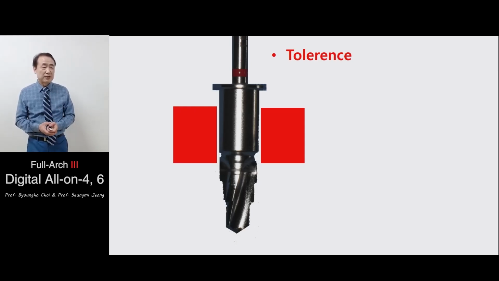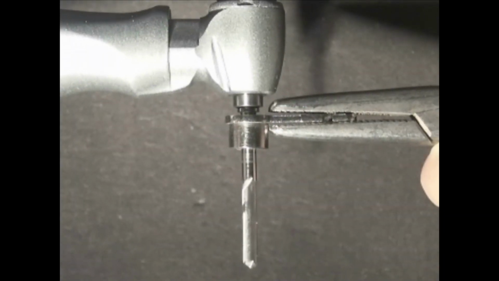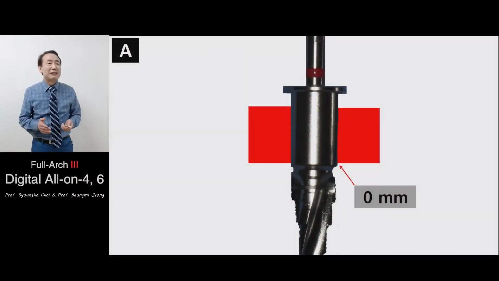This shows drill tolerance, which is the space between the drill and the surgical guide. If there is a large tolerance, the drill can be deviated. Therefore, some guide systems use zero tolerance. We call it a direct drill guide system. There's no space between the drill and the surgical guide. If you use this zero tolerance guide system, you can drill more precisely.